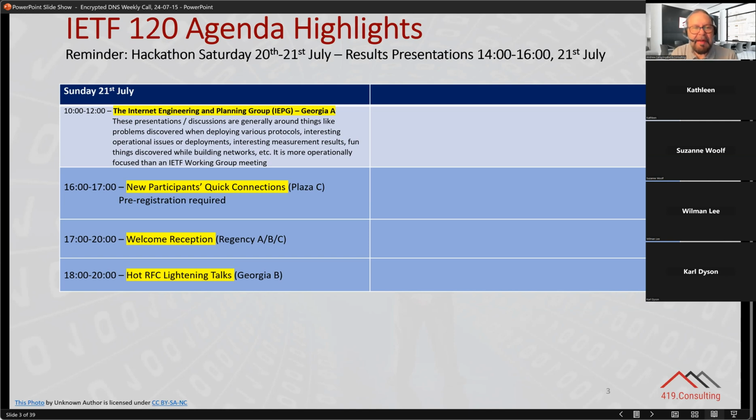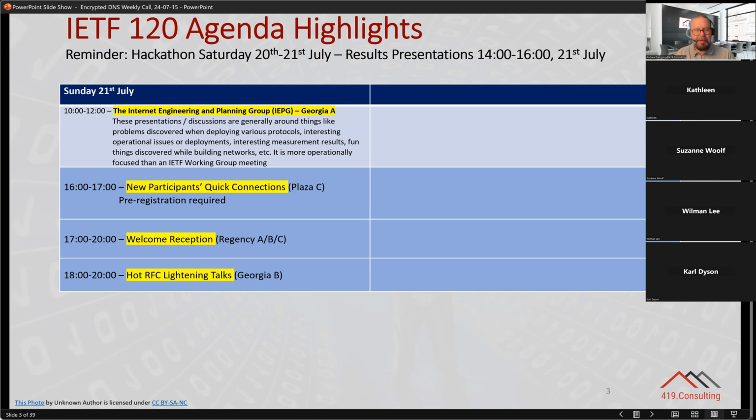So just a reminder, the hackathon kicks off next Saturday, and runs Saturday and Sunday. The hackathon runs immediately prior to the meeting, as always, with the results from the hackathon at 2 o'clock on Sunday afternoon. Also on Sunday, you've got the IEPG slot in the morning. I haven't yet seen an agenda for that. I couldn't see it looking online just now. But as we discussed last week, it's usually more operationally orientated stuff.